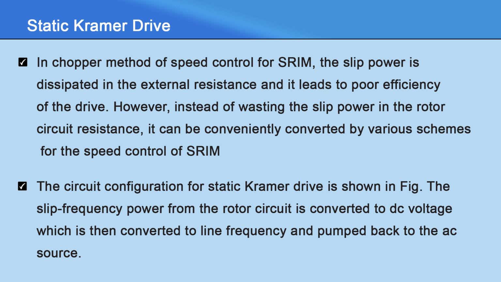Now, the next topic is the static Kramer drive. In the chopper method of speed control of a slip ring induction motor, the slip power is dissipated in the external resistance, which leads to poor efficiency of the drive. However, instead of wasting the slip power in the rotor circuit resistance, it can be converted by various schemes for the speed control of the slip ring induction motor.